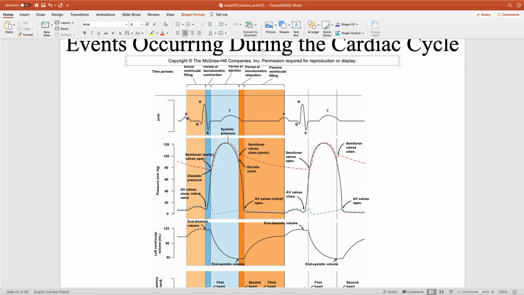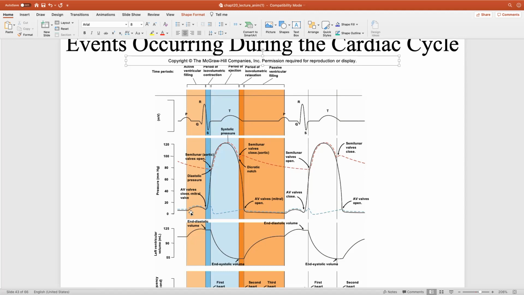Halfway through the P wave, the left atrial pressure in blue starts to increase. It doesn't increase at the very start of the P wave. See that? The left atrial pressure is pretty low right here. It's about 8 to 10 millimeters of mercury. But once we're halfway through the P wave, then we start seeing that increase, right?